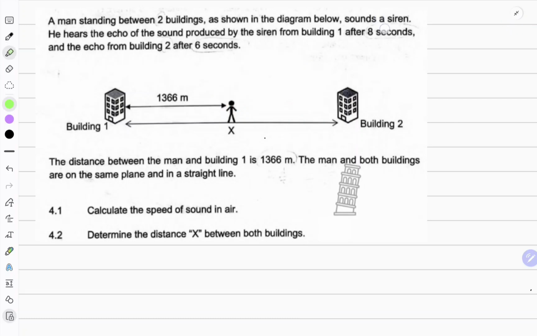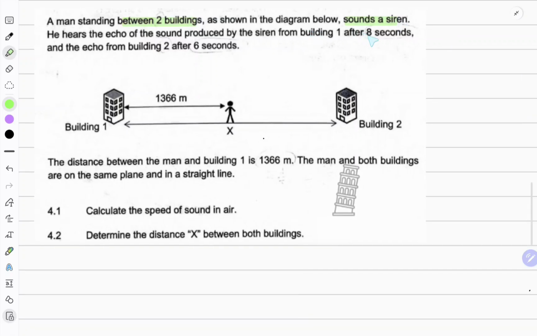So it says a man standing between two buildings, as shown in the diagram below, sounds a siren. He hears an echo of the sound produced by the siren from building 1 after 8 seconds, and an echo from building 2 after 6 seconds. The question goes on further to say that the distance between the man and building 1 is 1,366 meters. So that's that distance there. The man and both buildings are on the same plane and in a straight line.